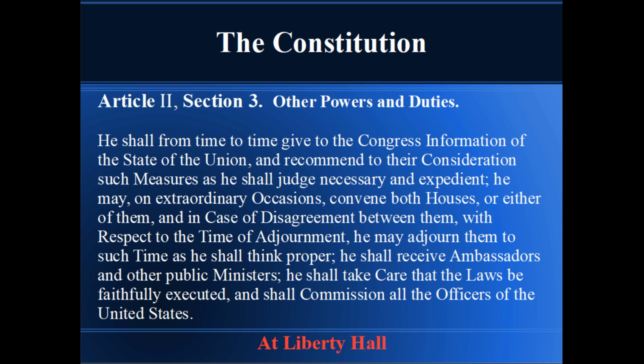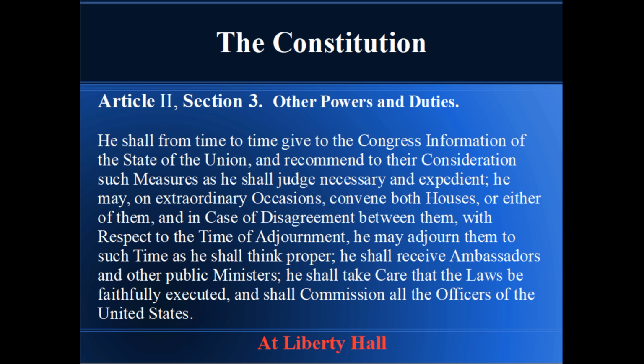Article 2, Section 3. Other powers and duties. He shall from time to time give to the Congress information of the state of the Union, and recommend to their consideration such measures as he shall judge necessary and expedient. He may, on extraordinary occasions, convene both houses, or either of them, and in case of disagreement between them, with respect to the time of adjournment, he may adjourn them to such time as he shall think proper. He shall receive ambassadors and other public ministers.